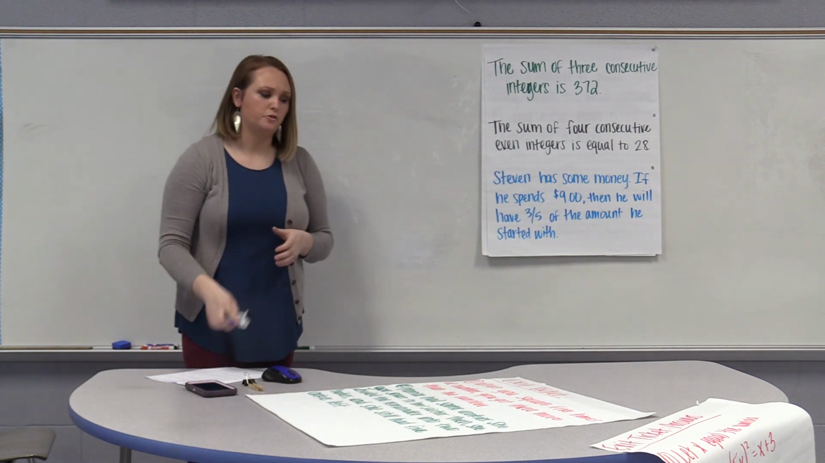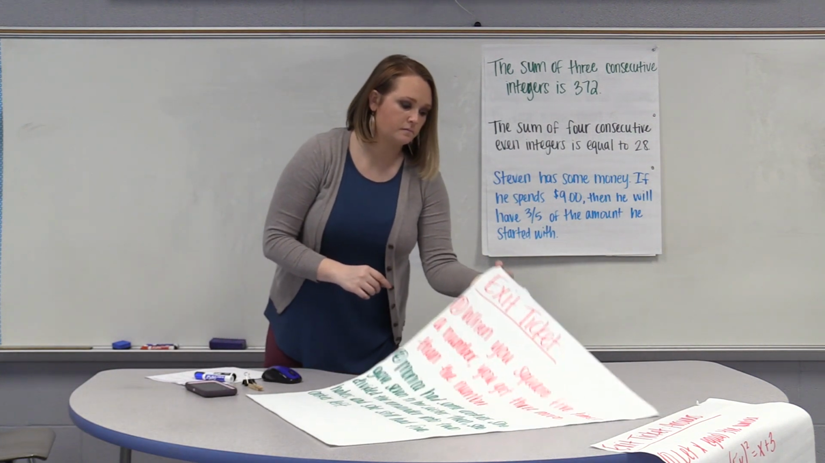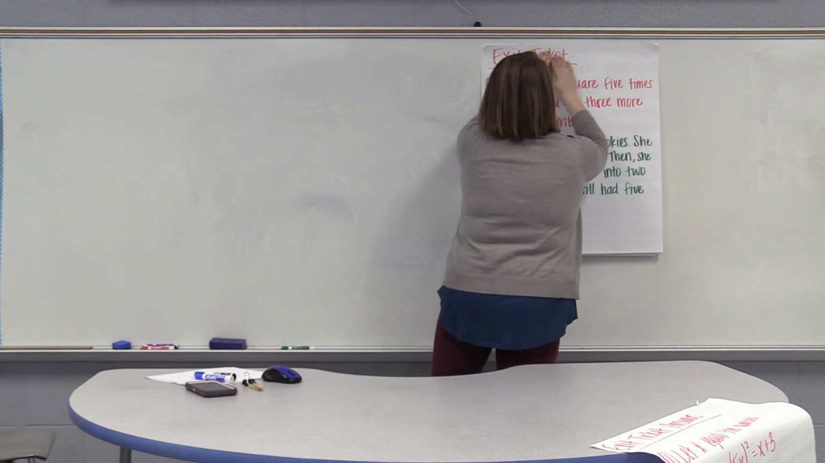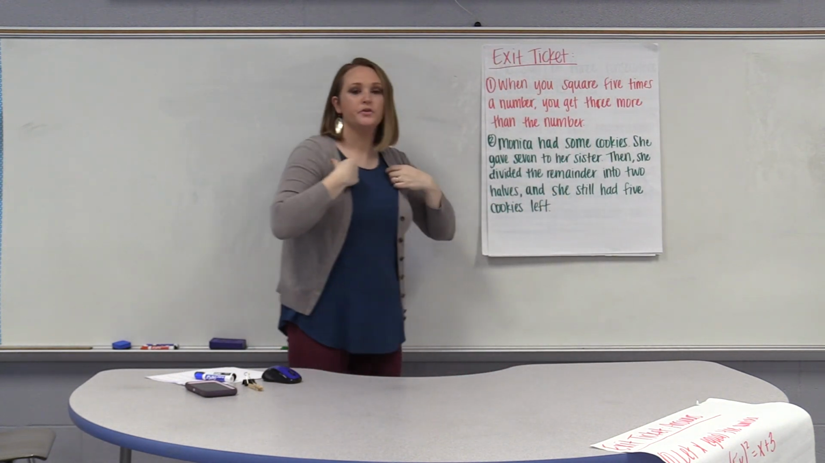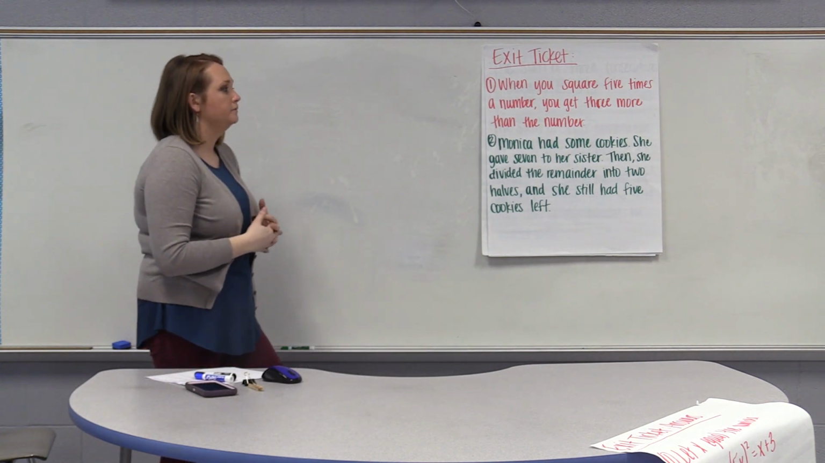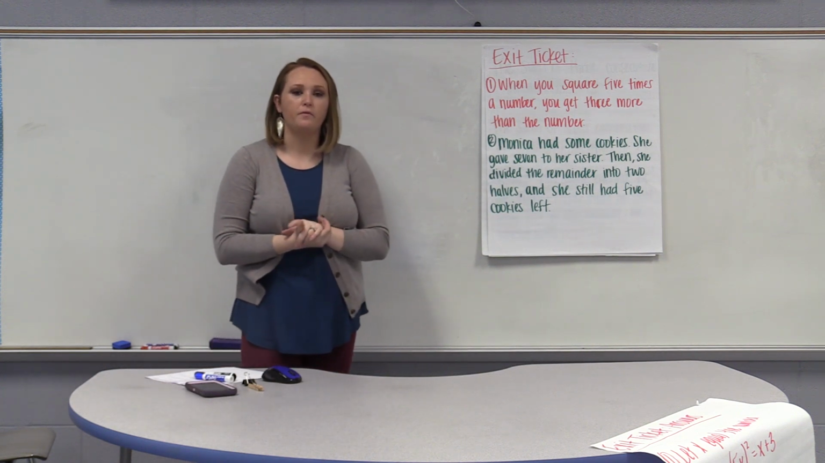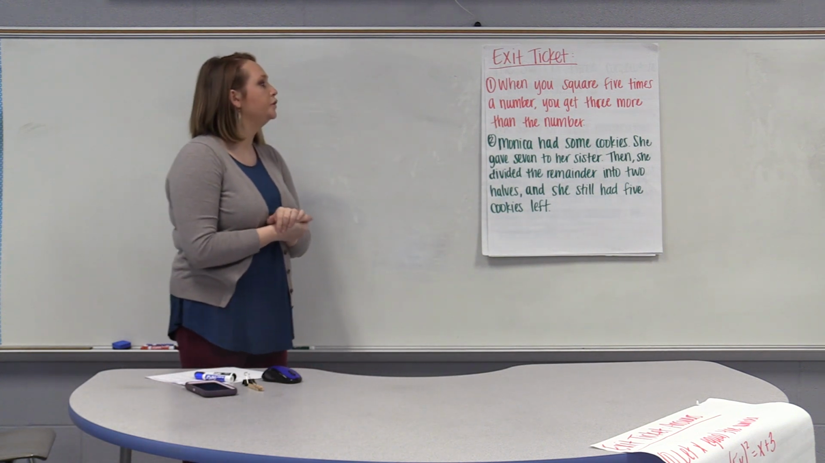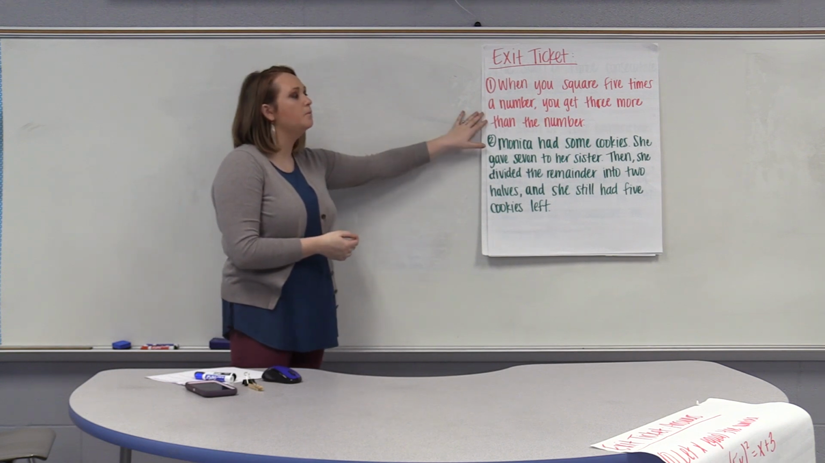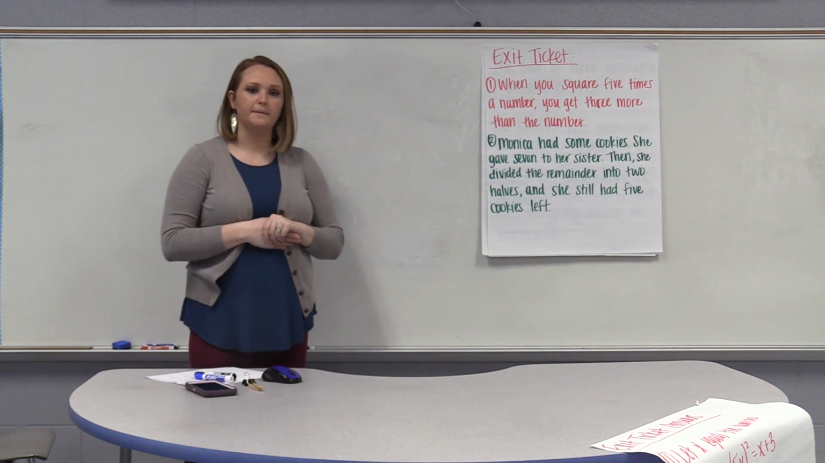Now let's try some extra practice. We'll call this your exit ticket. So we'll start with number 1. When you square 5 times a number, you get 3 more than the number. Let's start with that one first. Try this on your own. When you square 5 times a number, you get 3 more than the number. Take time, create your mathematical statement.